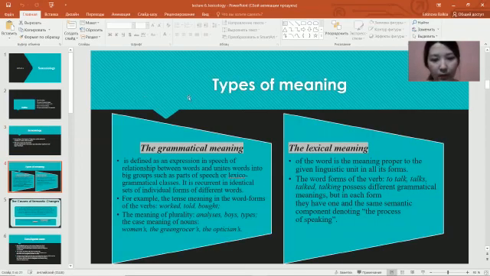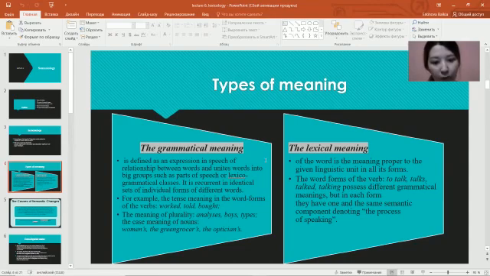So our next slide is about types of meaning. There are 2 types of meaning. The first one is grammatical meaning. The grammatical meaning is defined as an expression in speech of relationship between words and unites words in big groups such as parts of speech or lexicogrammatical classes. For example, the tense meaning in the word forms of the verbs worked, told, bought, or will work, will tell, will buy. And the meaning of plurality, the plural form of the verbs.